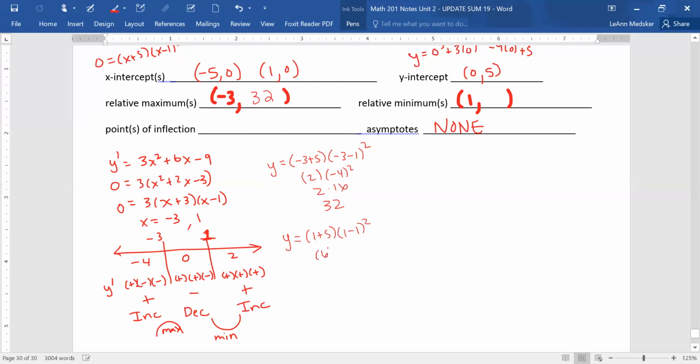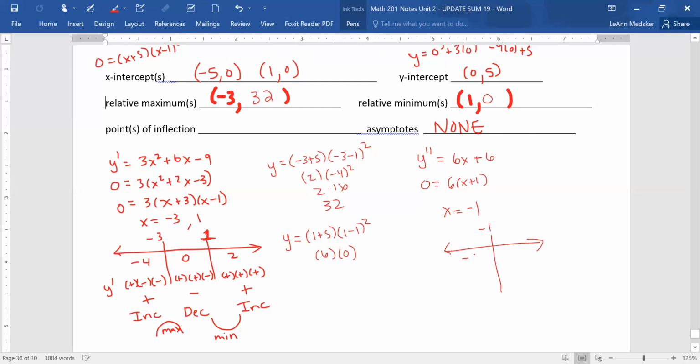And notice that's 6, but that's 0 squared, so that's 0, so that's going to be 0. That should have been obvious since that was already a point we had up here, but it doesn't hurt to show the work. To get the points of inflection, you have to take y double prime. So this would be 6x plus 6, pull out a 6, and we get x plus 1. That means x equals -1 as a possible point of inflection.